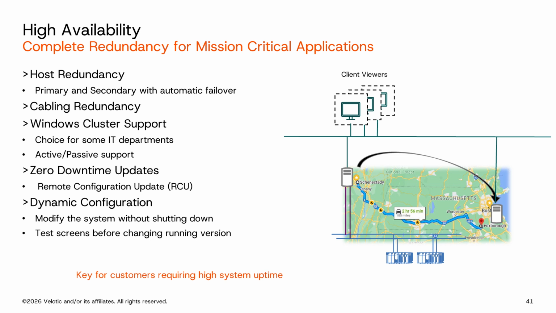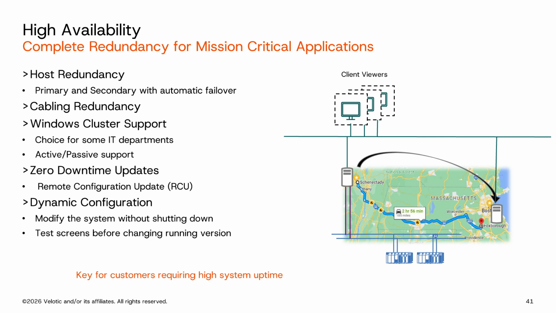So we support host redundancy with the primary and secondary. There's cabling redundancy support between different PLCs in case one connection or network goes down. We support clustering. We also have zero downtime updates using redundancy, where we can automatically switch operations to the secondary while we do project configuration updates and automatically synchronize those for you, as well as the ability to do a number of operations in a dynamic way, so that as you make those changes, they're propagated to the system while it is running.